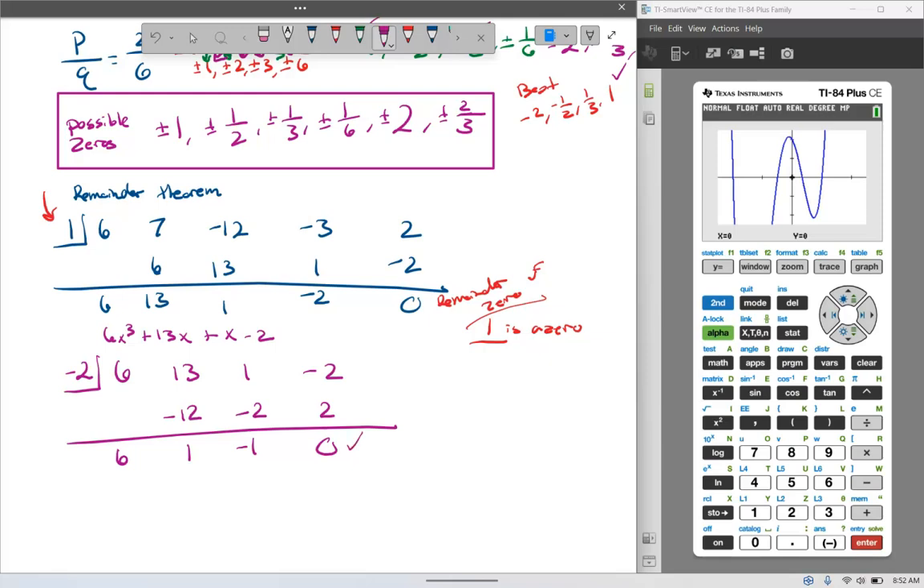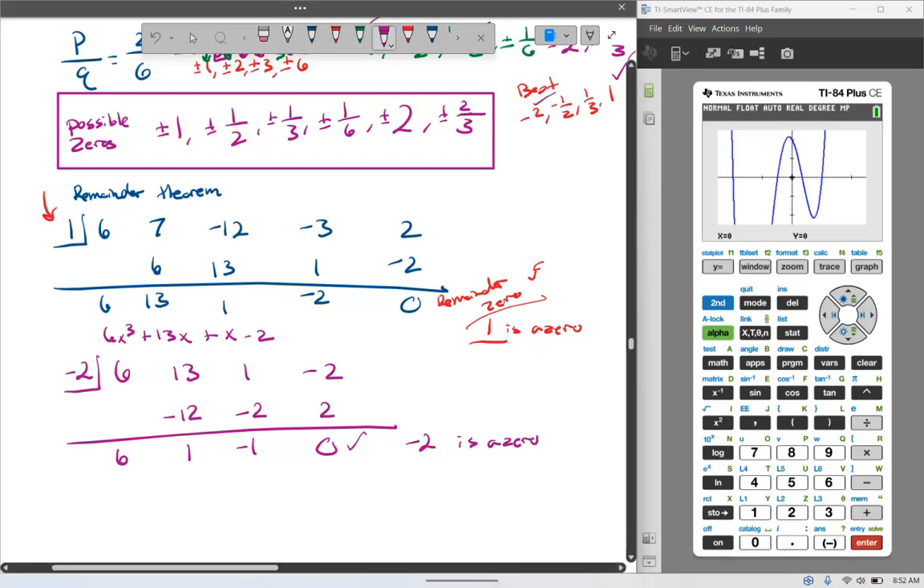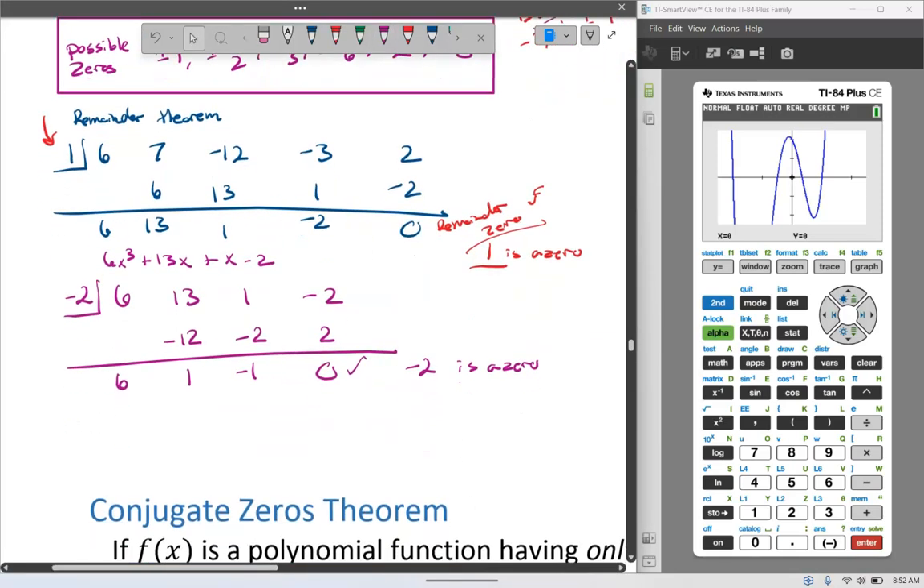We got a remainder of 0, so that means that -2 is a 0. So we just validated that as well. So now let's find the rest of them. So now what we have is 6x squared plus x minus 1. We need to try and factor this.